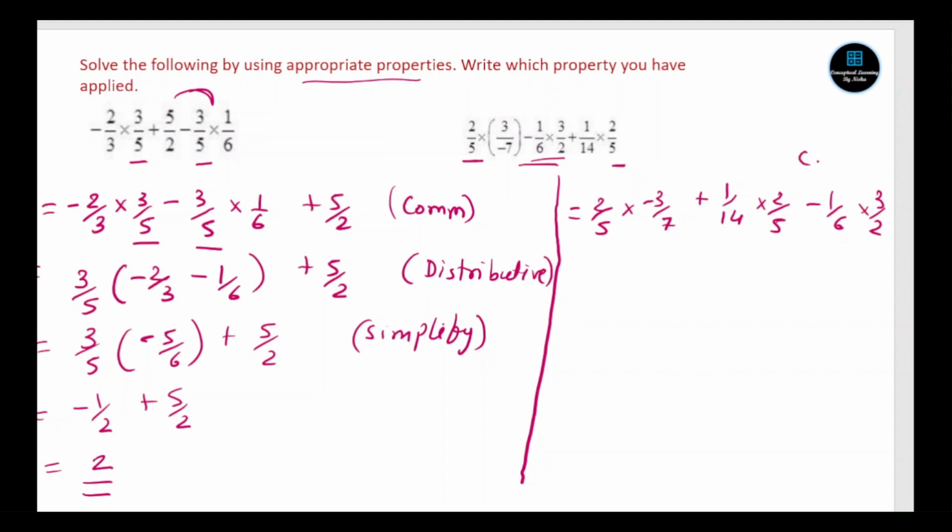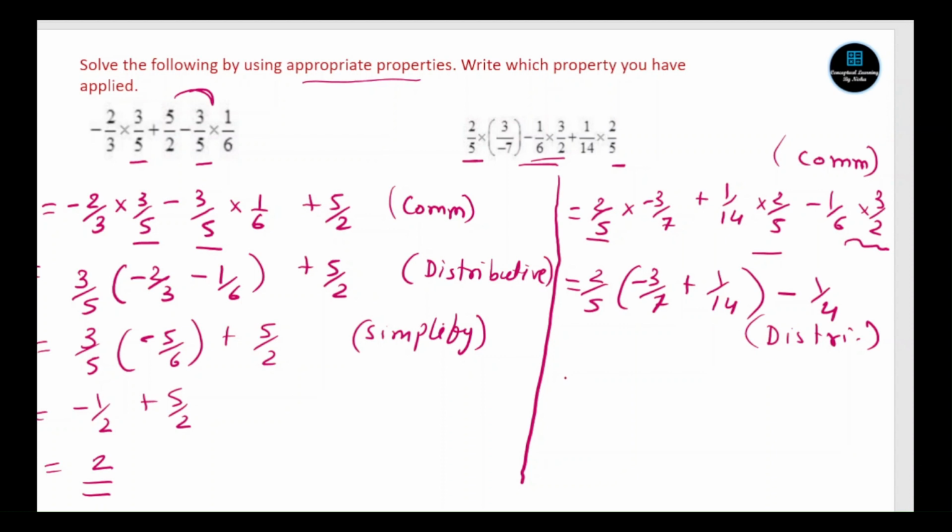So we apply the commutative again. Write this properly. Now distributive. So 2 over 5 is common. Write the numbers which are left with the signs. Plus 1/14 and then simplify this number. So what do we get? 3 ones are, 3 twos are, so I'll get negative 1/4. I have simplified this last term. Okay. So I applied the distributive property.